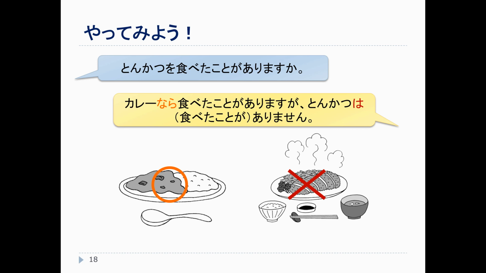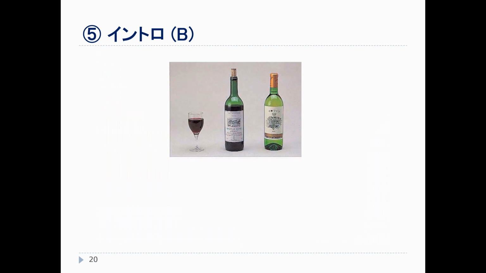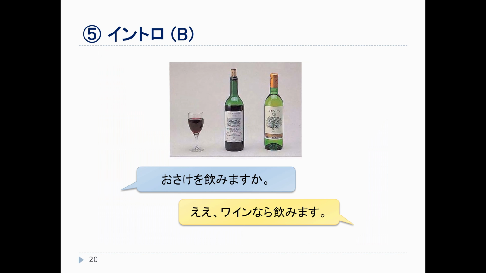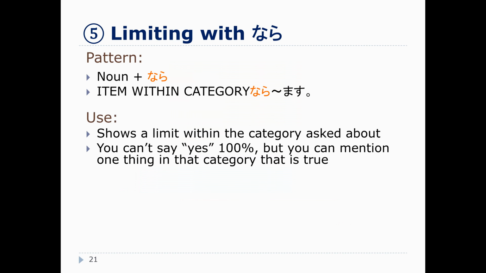皆さん見てください。What we have here, これはお酒ですね。お酒を飲みますか？The structure here is the same, noun plus nada, but we can still use it even if we are only talking about one thing. お酒を飲みますか？ワインなら飲みます。In this version, it means we can't say yes to the question 100%. We don't drink all kinds of alcohol, for example, but there is one kind we do drink. We use it to highlight the one thing that is true in a category, even if the rest isn't.